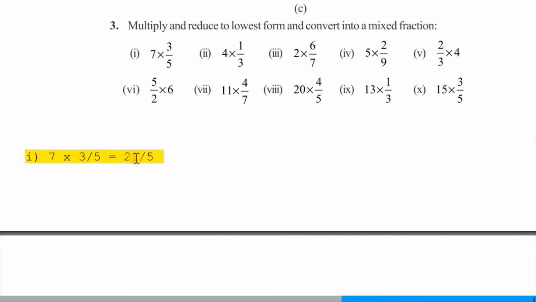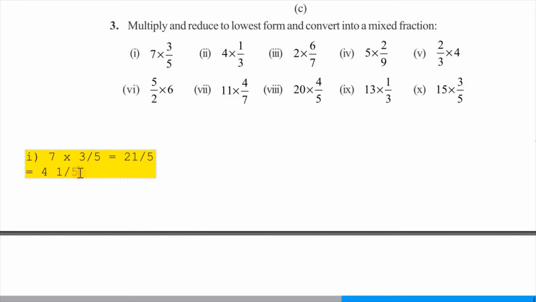Do 5 and 21 have any common factors? They do not have any common factors. Thereby, we can conclude that 21 by 5 is in its lowest form. Now we need to convert this into a mixed fraction. How do we convert? You know how to convert it. You have to divide 21 by 5. The answer is going to be 4. The remainder is 1. That goes to the numerator and the denominator 5 is copied down as it is.